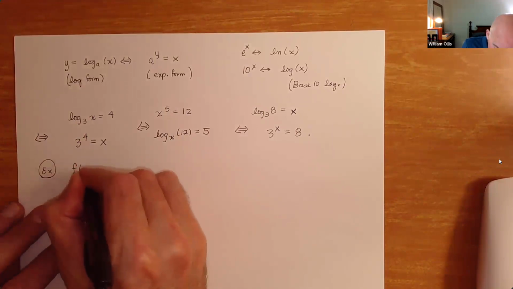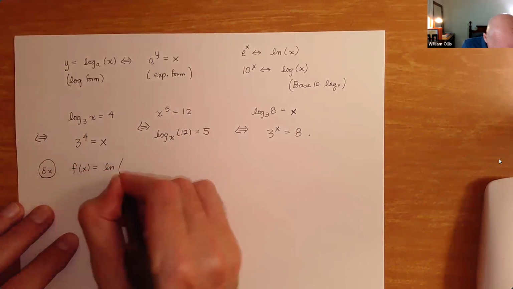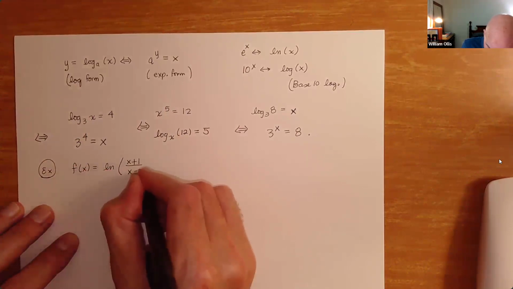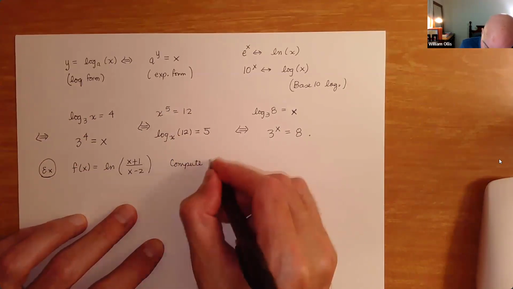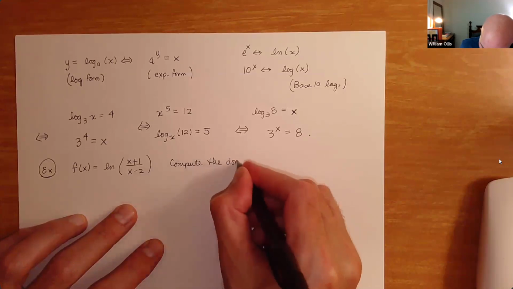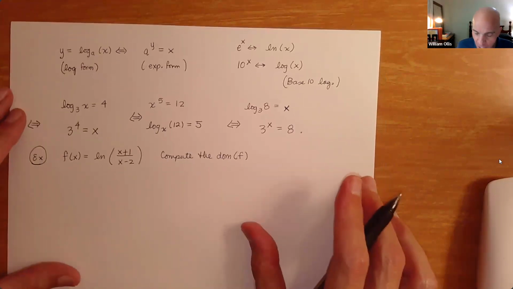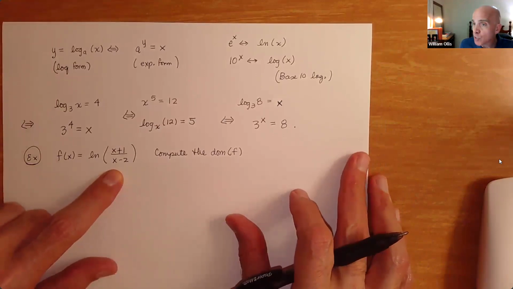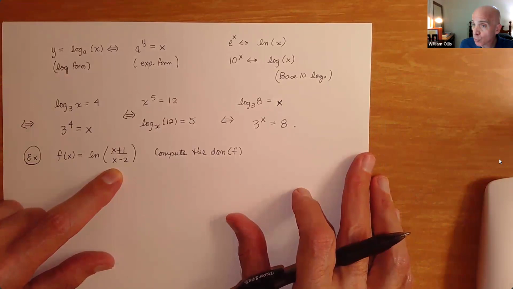Let's say we have f of x equals the natural log of (x plus 1) divided by (x minus 2). And we want to compute the domain of f. Now, as I said before, if we remind ourselves of the actual range of the natural exponential, it's all positive real numbers. So that becomes the domain of the natural log.